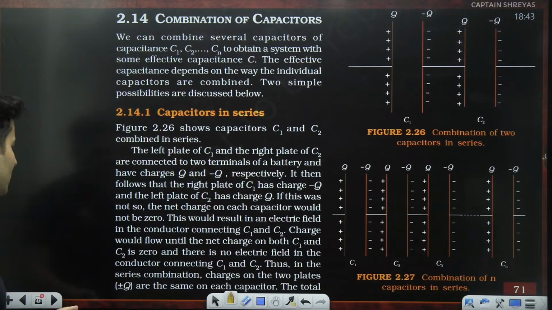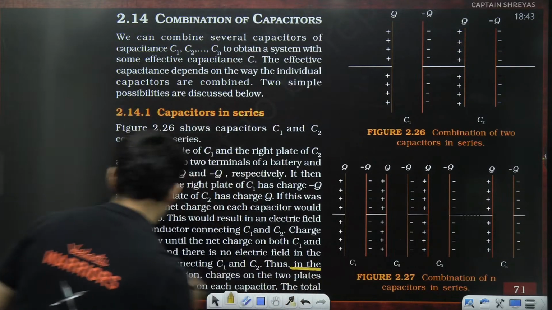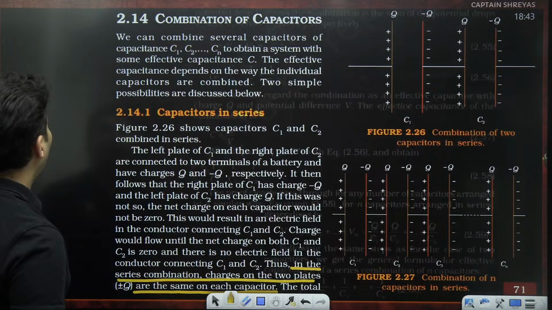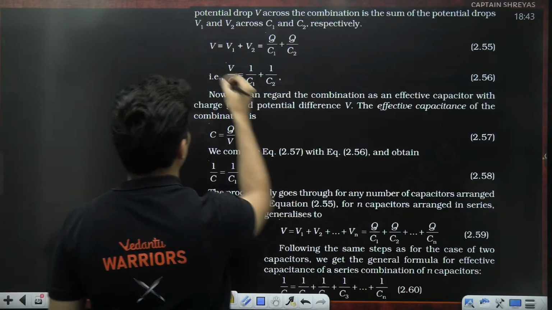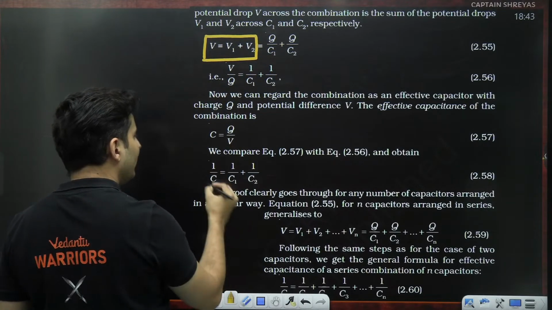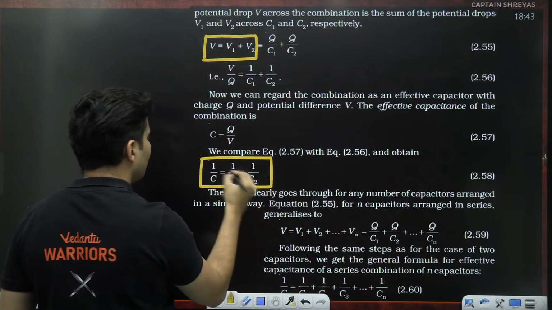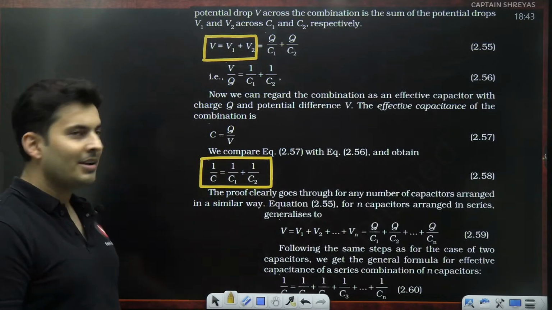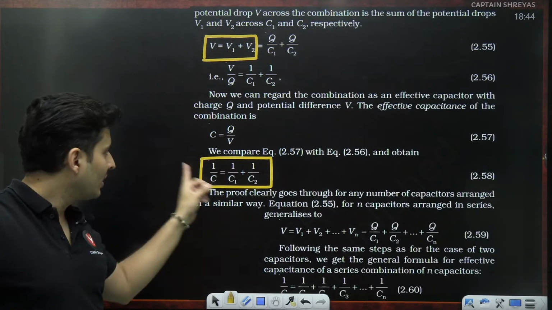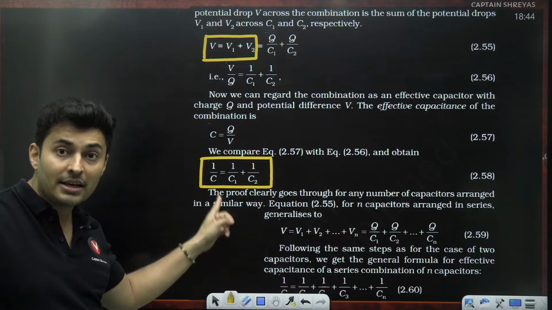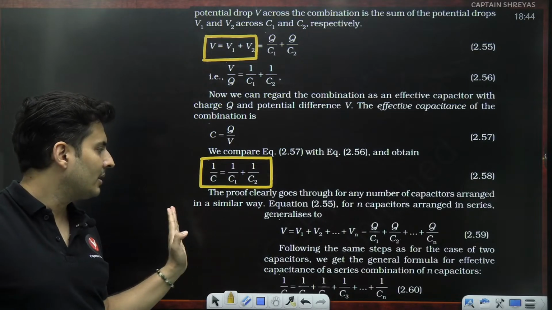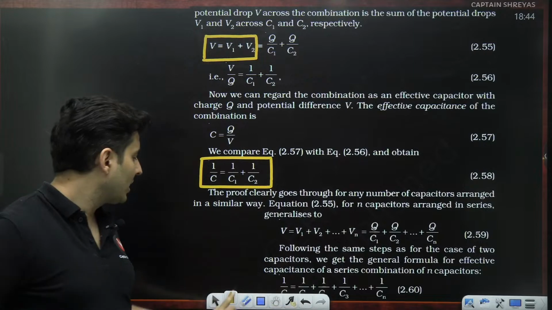Thus in the series combination, the charges on the two plates are the same, and the total voltage drop is the sum of the voltage drops. So solving this, you get 1 by C is 1 by C1 plus 1 by C2. For capacitors in series, the formula is like parallel resistors: 1 by R1 plus 1 by R2. As simple as that. And this can be extended for more capacitors also.